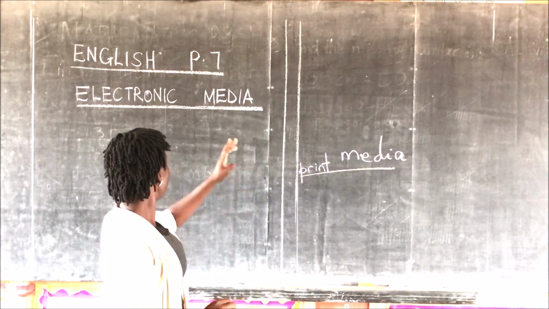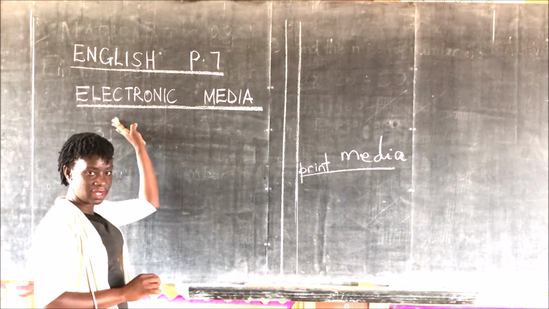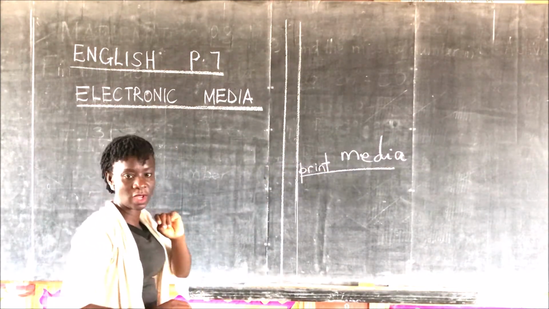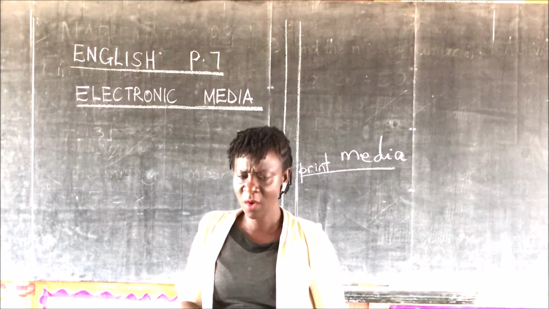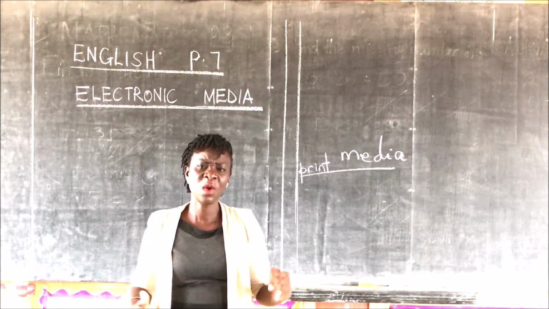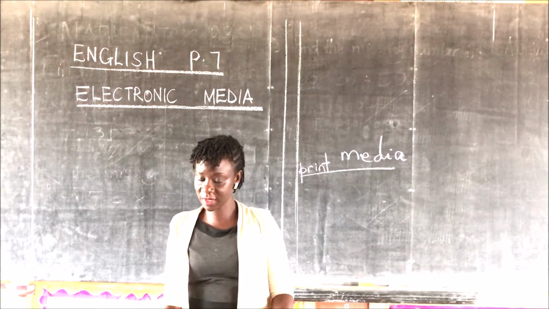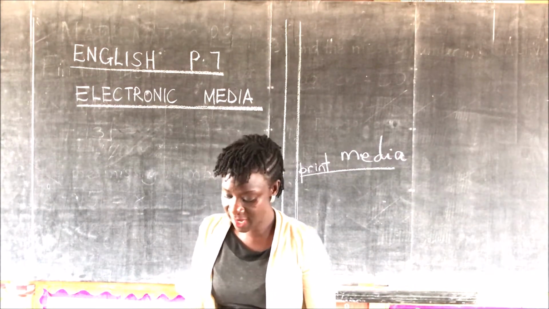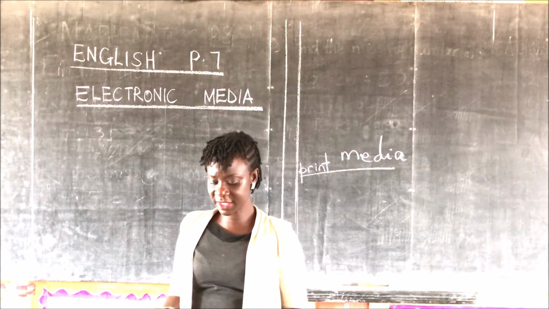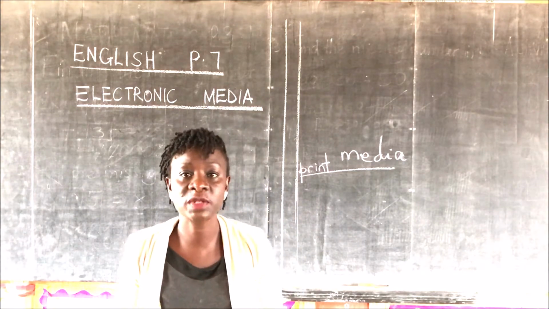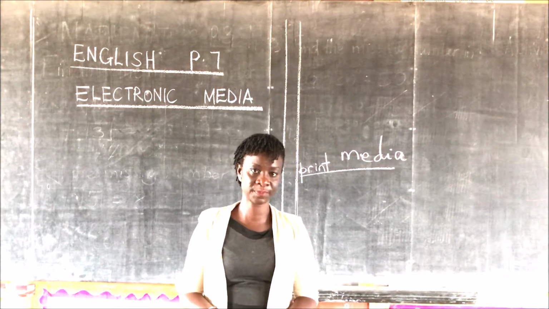Now, we relate this to electronic media. We looked at print media in primary five, and in primary seven we are looking at electronic media. When we talk about electronic media, what exactly are we talking about? We talk about the main ways that large numbers of people receive information and entertainment, but with the help of electricity.